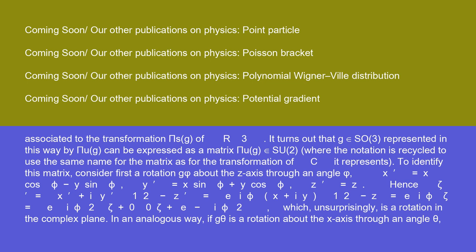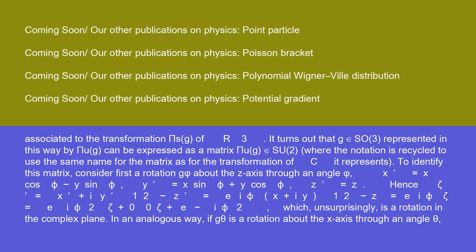To identify this matrix, consider first a rotation g_phi about the z-axis through an angle phi. X equals x cosine phi minus y sine phi. Y equals x sine phi plus y cosine phi. Z equals z. Hence zeta prime equals (x + iy)/(1/2 - z) times e^(i phi), which is e^(i phi) zeta, which, unsurprisingly, is a rotation in the complex plane.